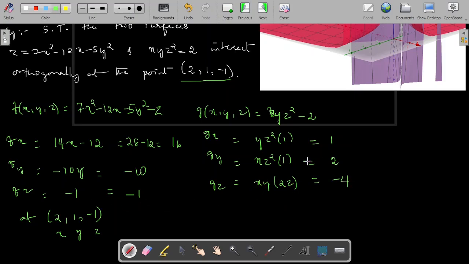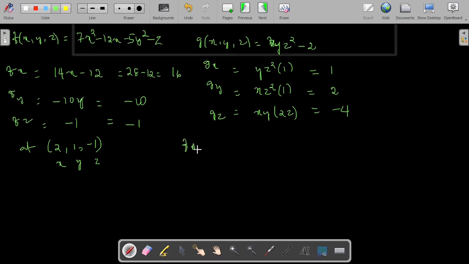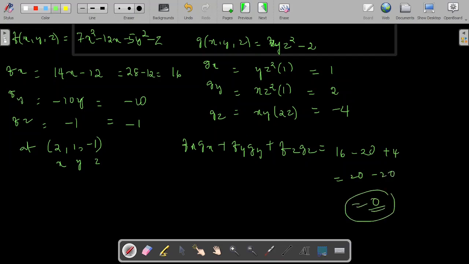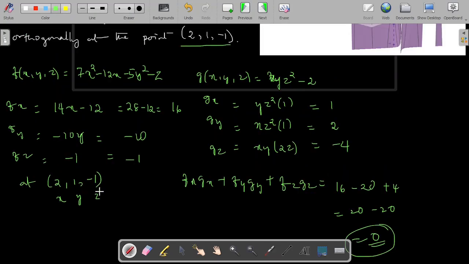Now you need the condition, that is fx gx plus fy gy plus fz gz, which is equal to, you have to get it 0 if they are orthogonal. So fx here, 16 ones are 16, minus 10 into 2, minus 20, minus 1 into minus 4, plus 4. So this gives you 20 minus 20, that is equal to 0. We got the value 0. Therefore, these two surfaces are orthogonal at 2, 1, minus 1.